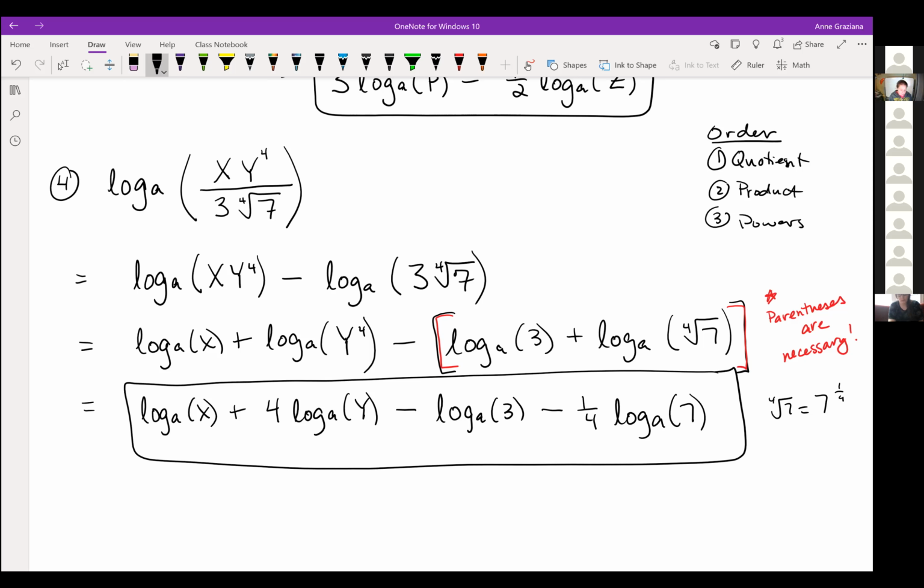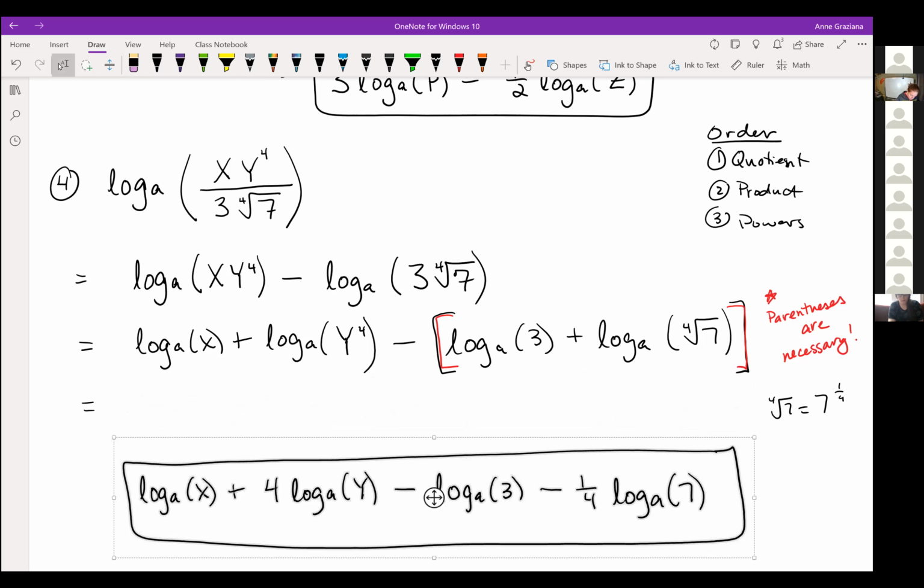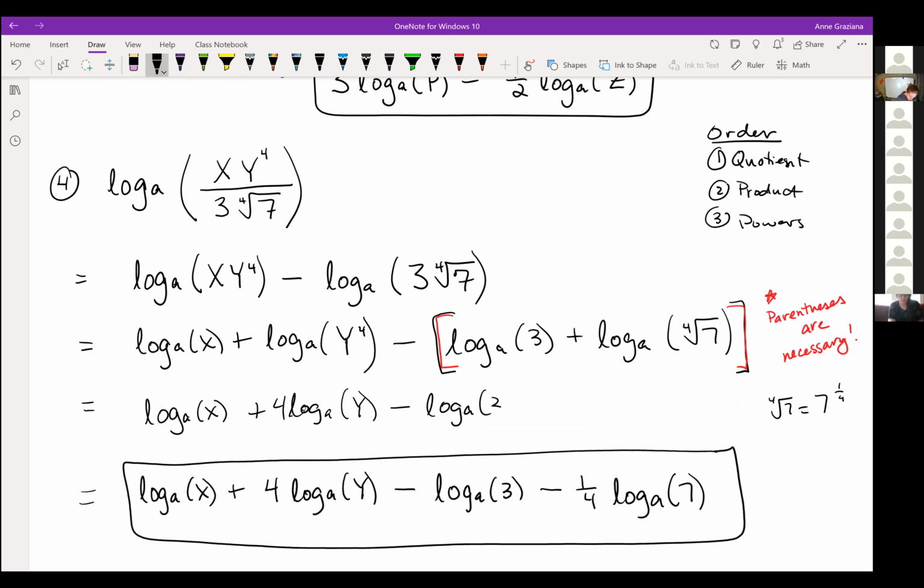Questions? I kind of skipped a step here, so let me just be careful. Probably most people are okay, but I just move this down. I just want to make sure this is really clear. Okay, so if you're wondering where that 1/4 came from, it came from that root. Okay. Any questions?